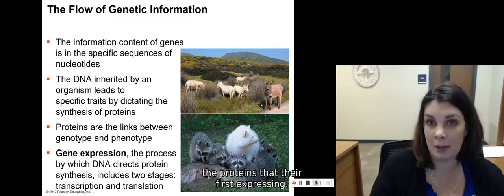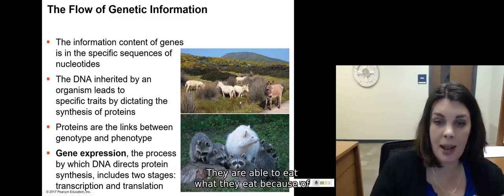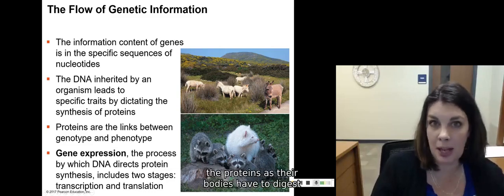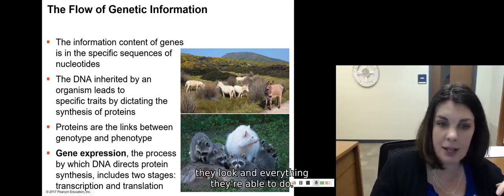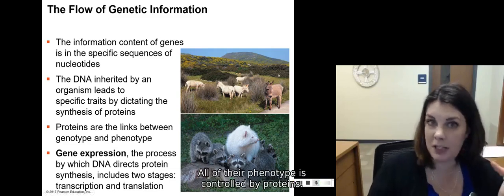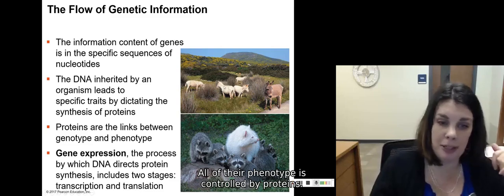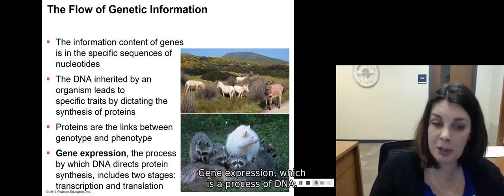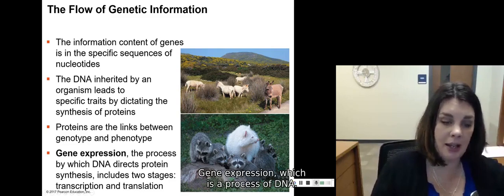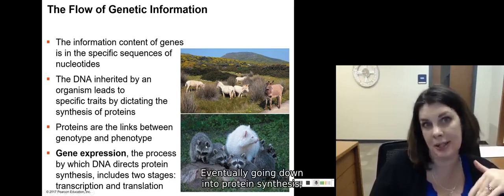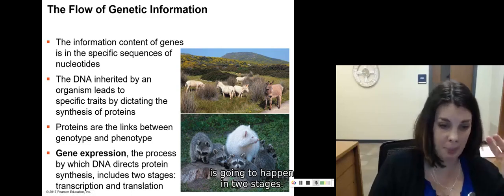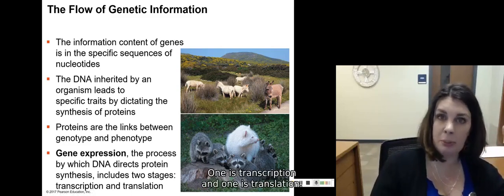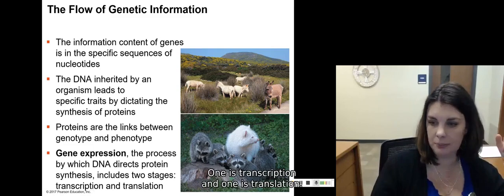They look the way they look because of the proteins that their fur is expressing. They are able to eat what they eat because of the proteins that their bodies have to digest food with. Everything that they look and everything they're able to do, all of their phenotype, is controlled by proteins. Gene expression, which is the process of DNA eventually going down into protein synthesis, is going to happen in 2 stages. One is transcription and one is translation.